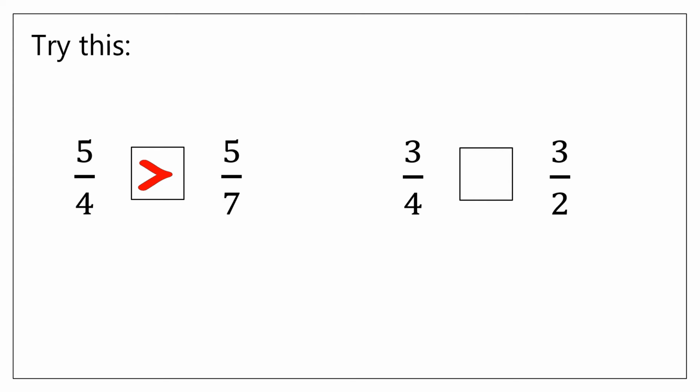Another example, 3/4 compared to 3/2. Again, if the numerator is the same, you will look at the denominator with the smaller number. That means that's the larger value. So the answer here is 3/2. 3/4 is less than 3/2.